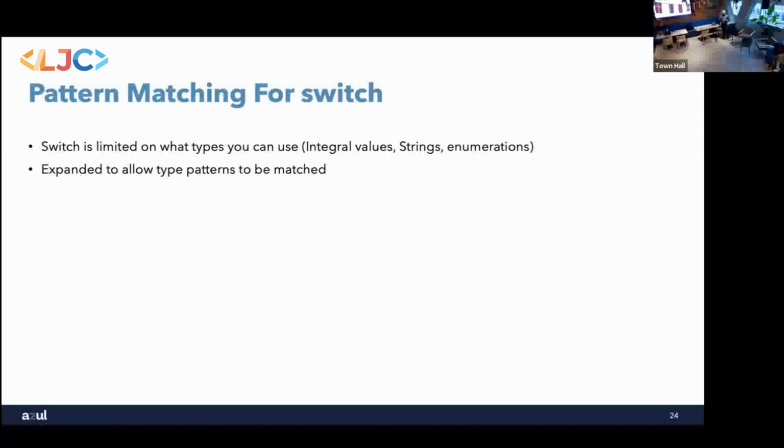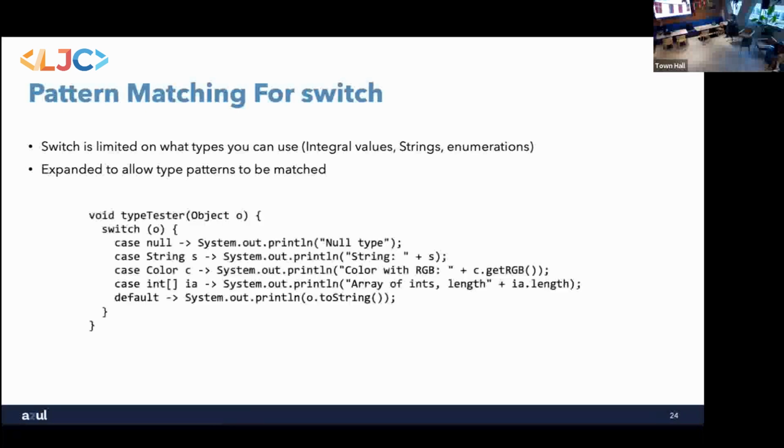If we look at switch the way that it was designed initially, and even over time, we're quite limited on what we can actually have in terms of the types that we can switch on. So we can switch on integral values, we can switch on strings, and we can switch on enumerations. What they've done now is to expand that so that you can use type patterns and switch on a type. And we can end up with a piece of code like this.